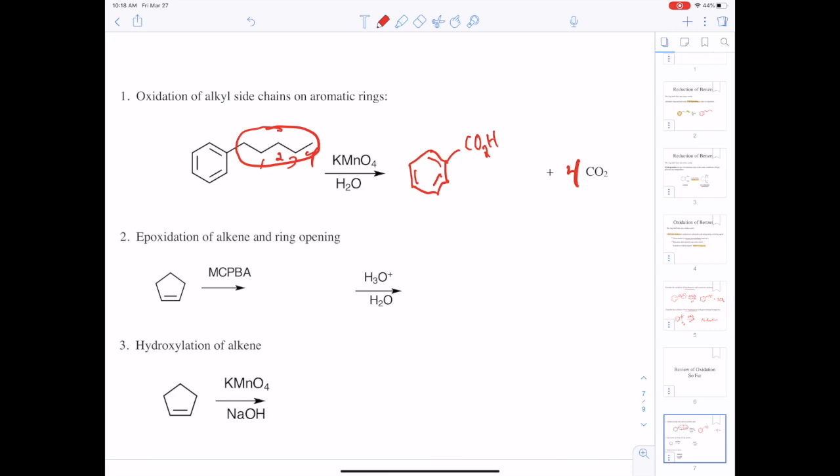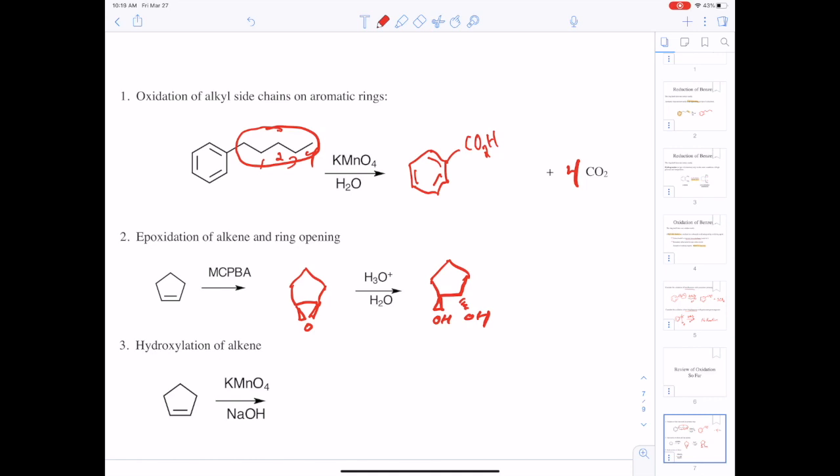Now you might recall MCPBA, that's how we create an epoxide. In this example, and then when you treat it with water, it opens up the ring. Like so.